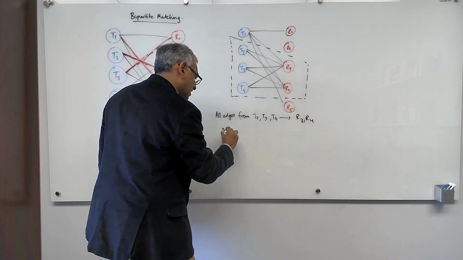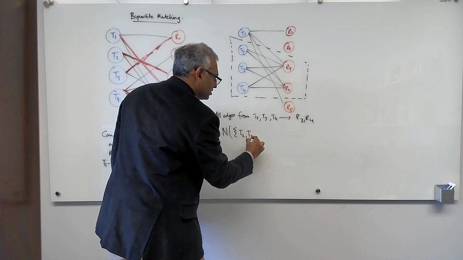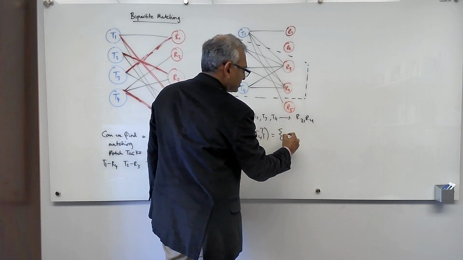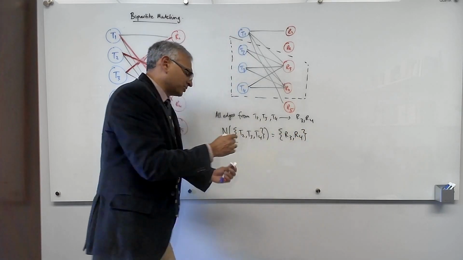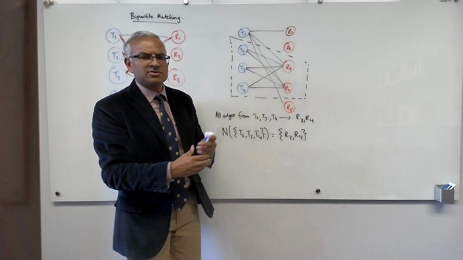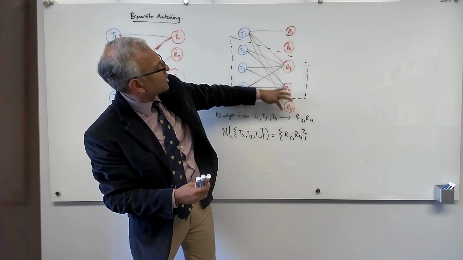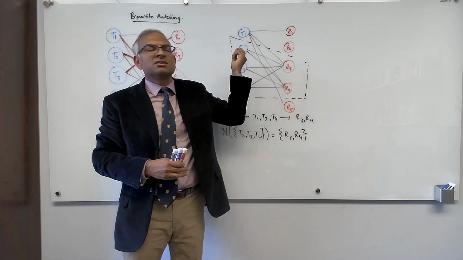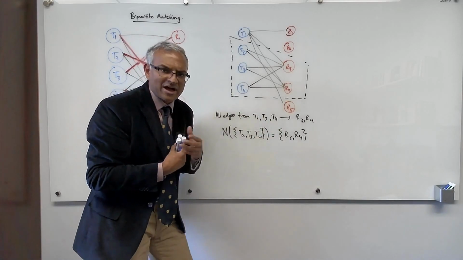Okay. So we say that the neighborhood of the set of vertices T2, T3, T4 is exactly the set of vertices R3, R4. And you can talk about the neighborhood of one vertex, you can talk about the neighborhood of a set. So the neighborhood of T1 is R1, R3, R4, R5. The neighborhood of T2 is R3, R4. So the neighborhood for just a single vertex is just who am I connected to? Who are my neighbors in this graph?